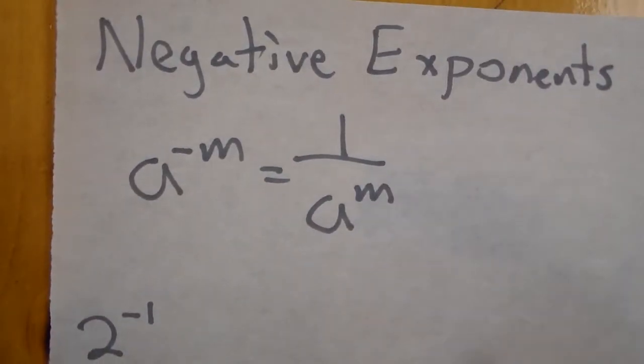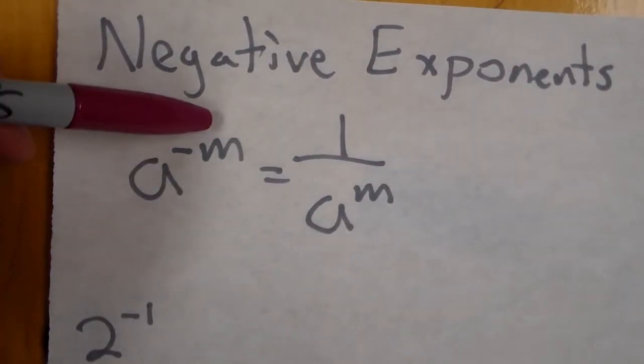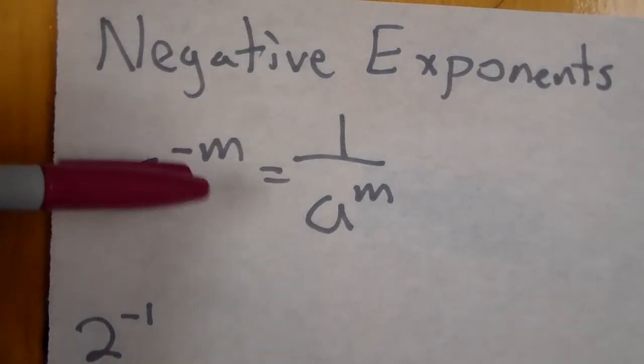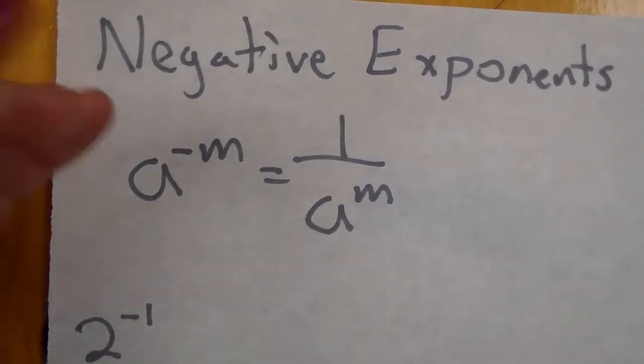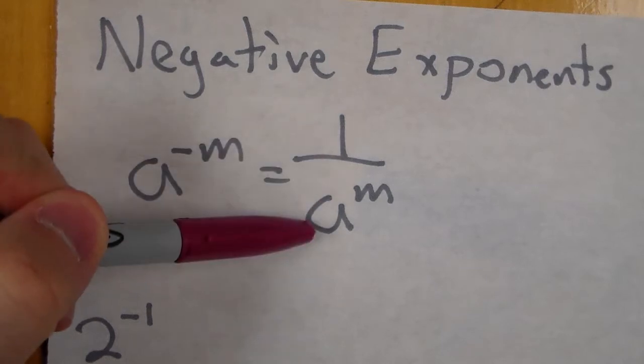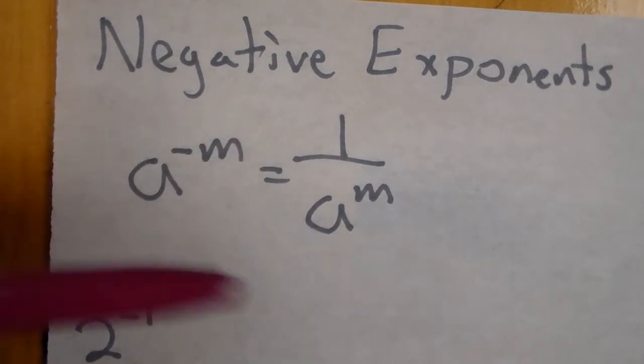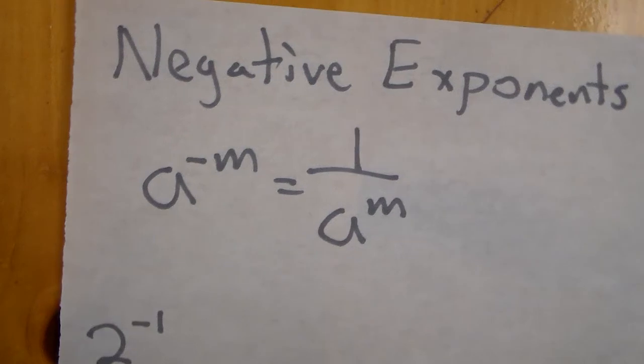So let's look at negative exponents. If I have a to the negative m, or just a negative exponent, what that does is to create a positive exponent, which we typically want. We take the reciprocal of it and move it underneath the fraction. So that's where we're going to start in our more rules of exponents.